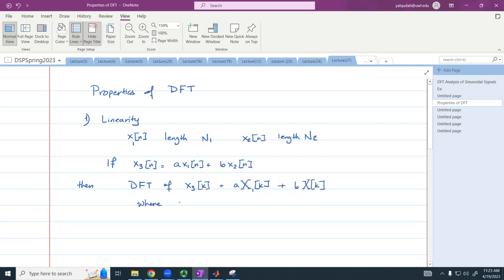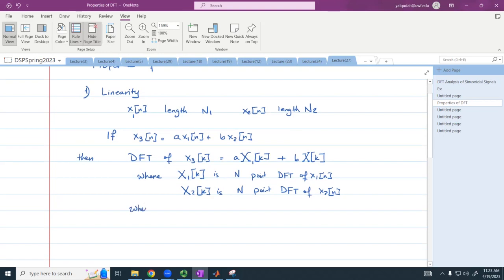where x1 of k is the N-point DFT of x1, and x2 of k is the N-point DFT of x2 of n. And where N is greater than or equal to the maximum of n1 and n2 in order to avoid aliasing.